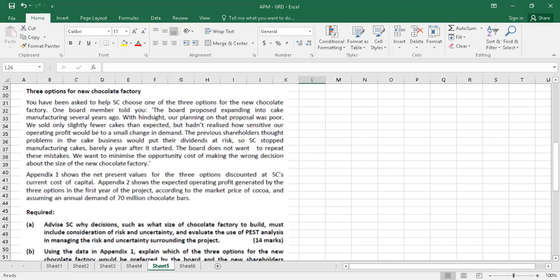So now it is connected to a previous scenario wherein they were able to sell only a few cakes. Therefore, now they do not want to set up a bigger factory premises or a smaller factory building. They want to go according to what the demand for the chocolates would be.